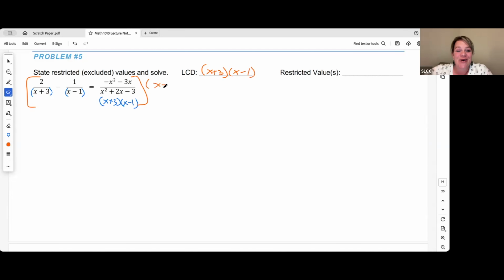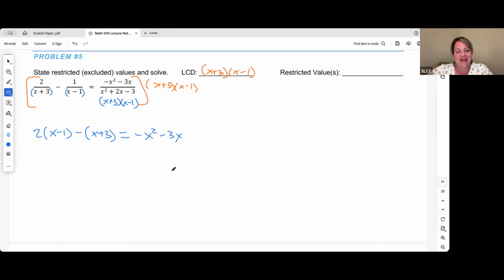And when I multiply that whole equation, I can either think the x plus 3's divide to 1, or I can think, what am I missing? How do I get to that denominator? I have an x plus 3. Oh, I need an x minus 1. So I take the 2 from this numerator times x minus 1, and then subtract, what am I missing here? The x plus 3.